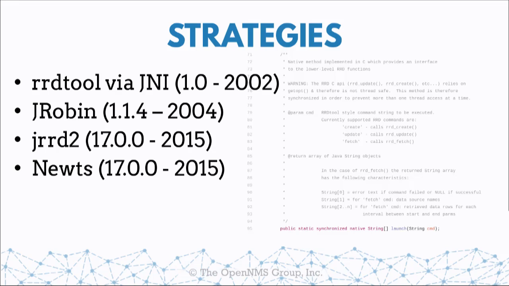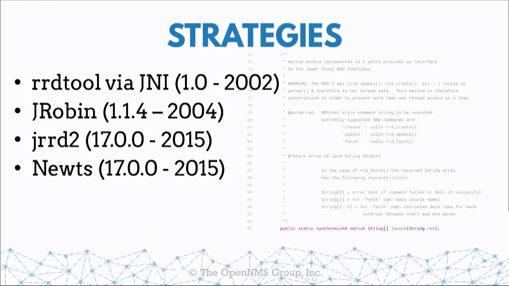So originally, RRDTool was strictly single-threaded, right? They relied on some particular calls, I think getopt, that would only allow a single thread to write to any given file at once. So we improved that and implemented JRRD2. And at the same time, we also started looking into Newts, right?